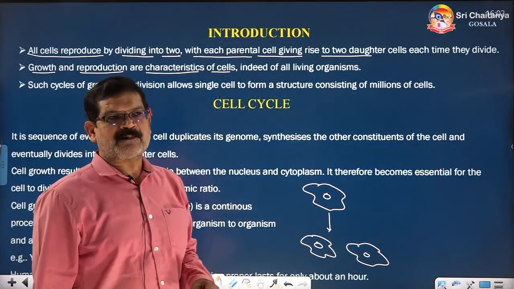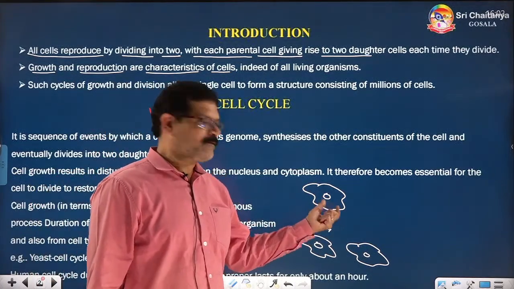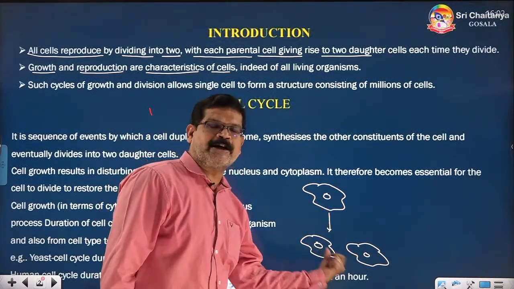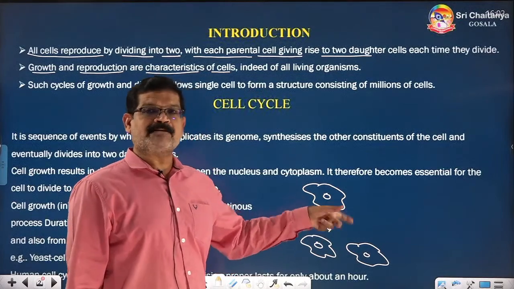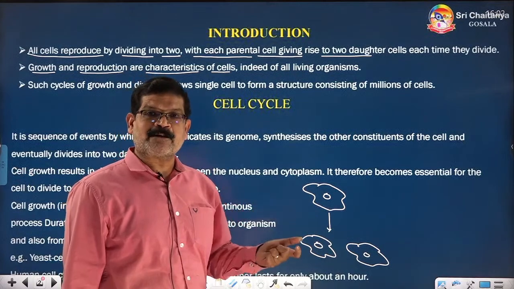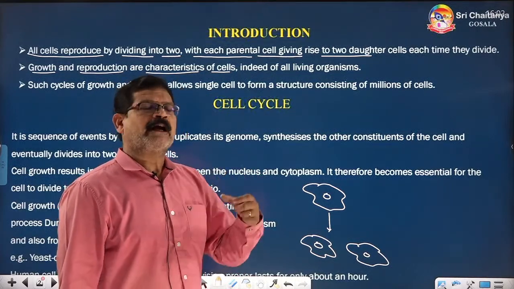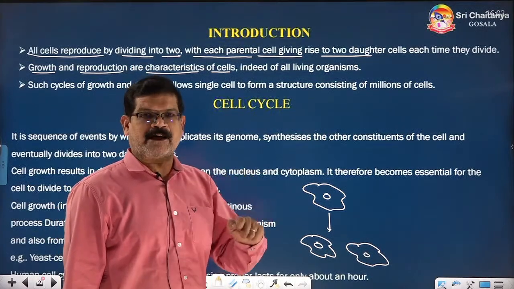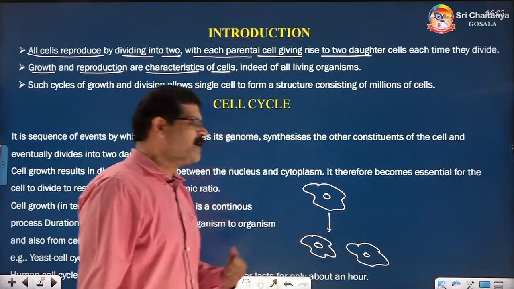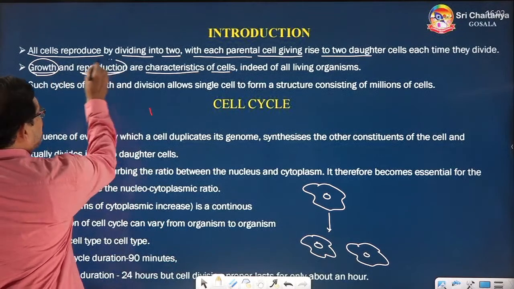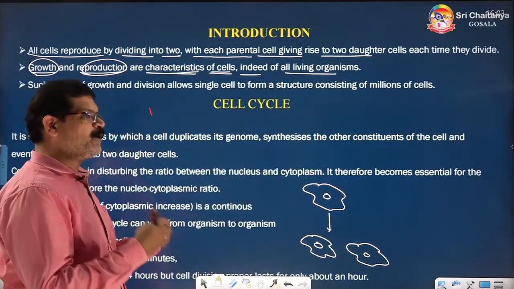Generally in unicellular organisms this is called division. Normally a single parental cell will divide and produce two daughter individuals. In a multicellular organism we can consider this as division, whereas in unicellular organisms it is considered division and also a type of reproduction. What kind of reproduction? In the lower classes you have studied that a single bacterial cell reproduces by binary fission. The single cell divides and produces two daughter cells. That's what we mean by growth and reproduction being characteristics of cells, indeed of all living organisms. It is common for almost all living organisms.